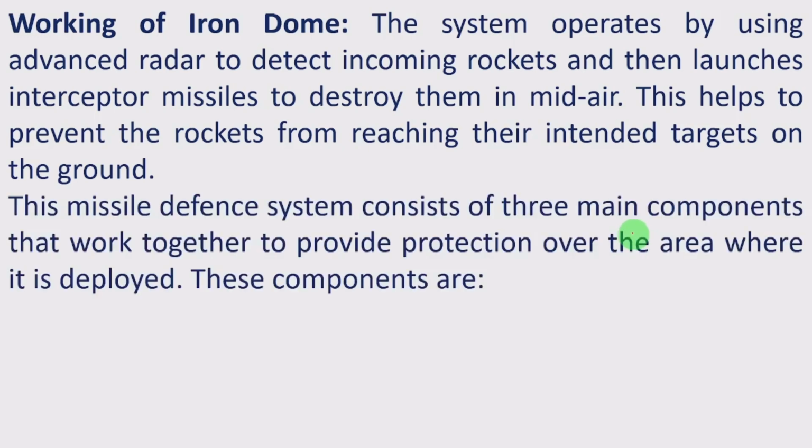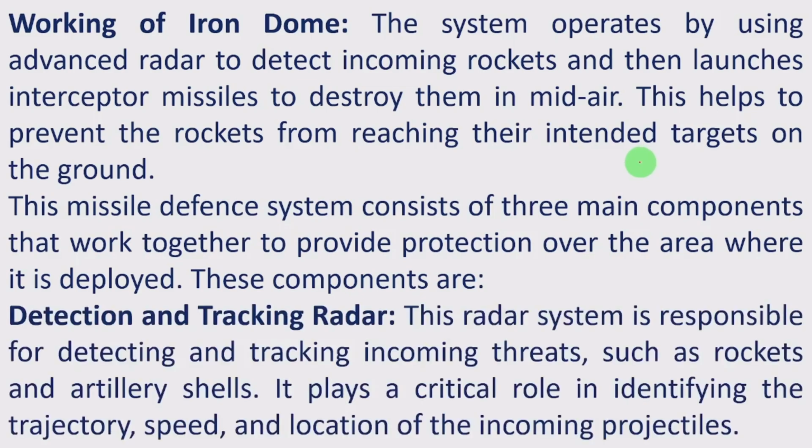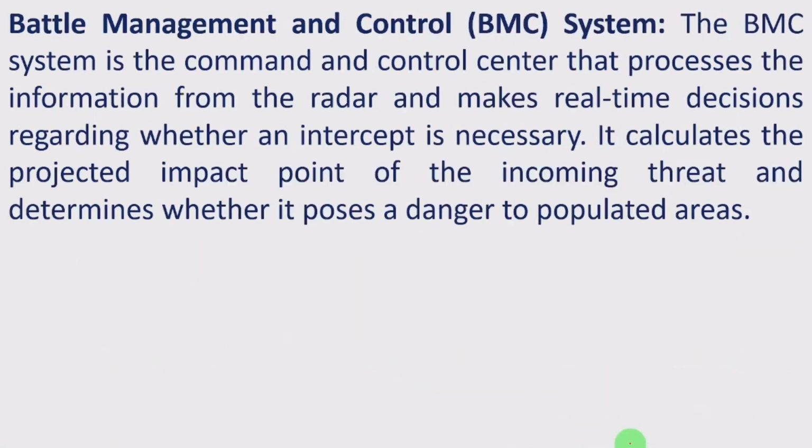This missile defense system consists of three main components that together work to provide protection over the area where it is deployed. These components are detection and tracking radar. This radar system is responsible for detecting and tracking incoming threats such as rockets and artillery shells. It plays a critical role in identifying trajectory, speed, and location of the incoming projectiles.